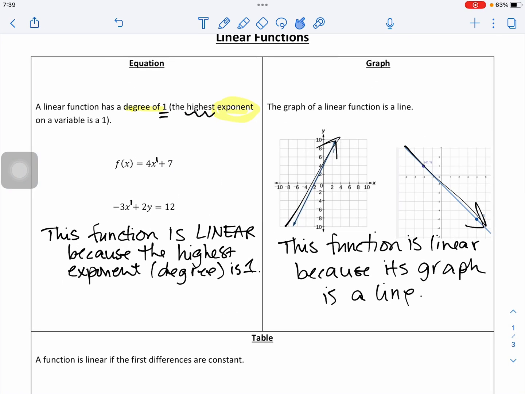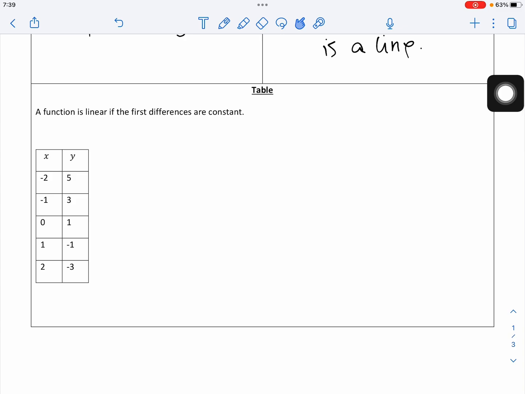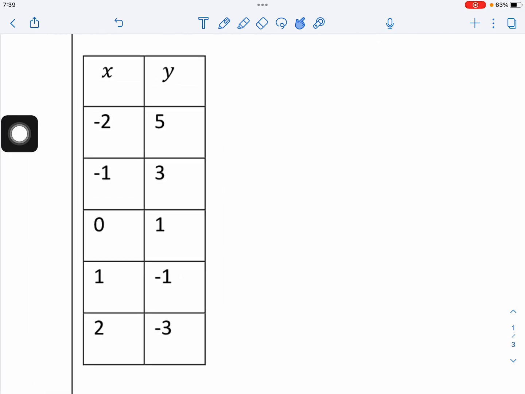And then finally, if you're not looking at an equation or a graph, a table can tell you if you have a linear function by taking the first differences. And what we're going to do is, for starters, make sure that your x values are in order and also have a pattern. So we're just counting by ones along the number line, -2, -1, 0, 1, 2. And we're going to look at our y values and look at the differences between our y values.